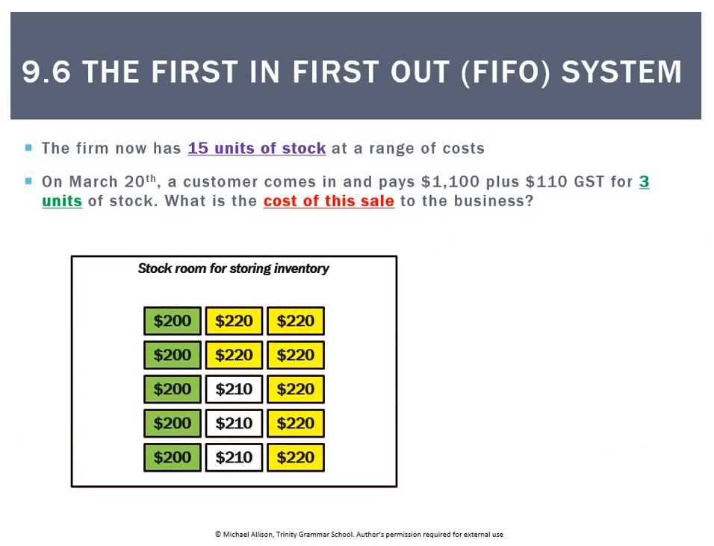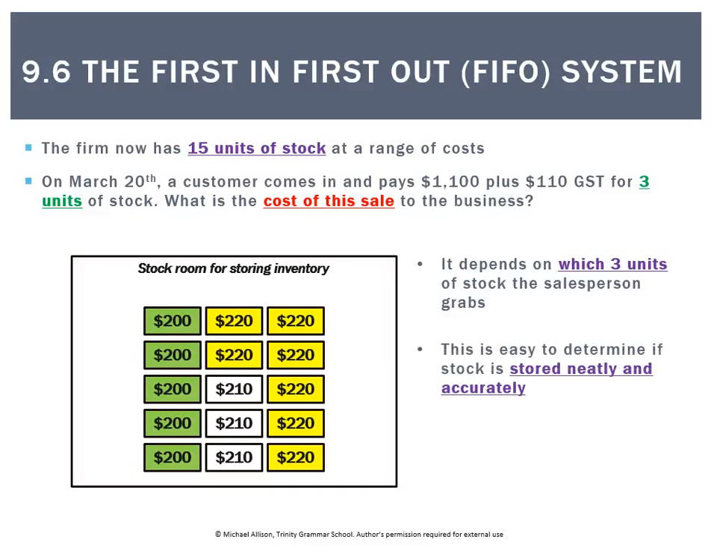And then on March the 20th, we've got 15 units of stock. And then a customer comes in and buys 3 units. And they pay $1,100 plus GST. What is the cost of this sale? So we've sold 3 units. It depends on which 3 units of stock the salesperson grabs.